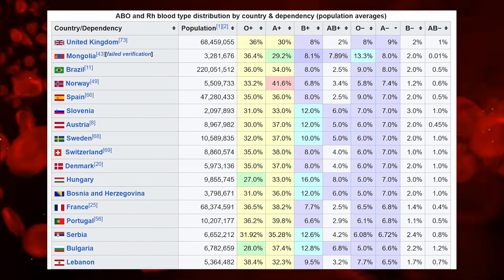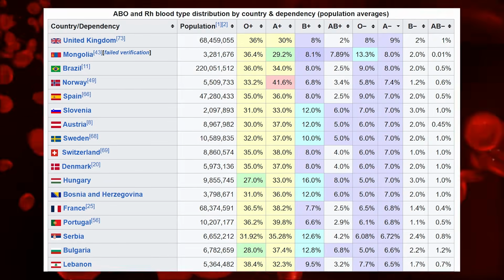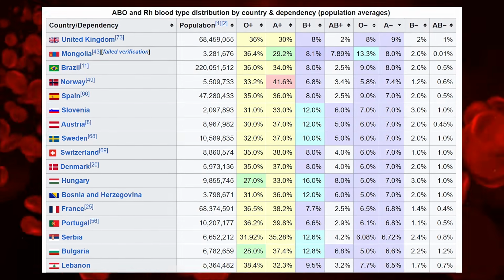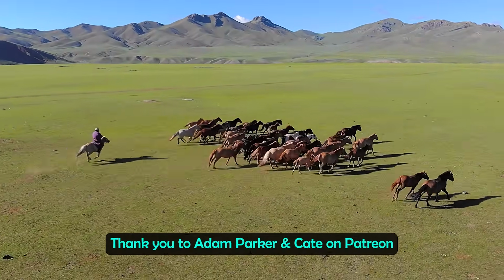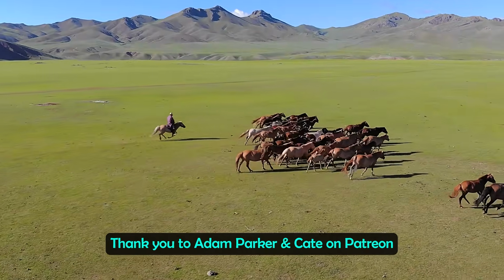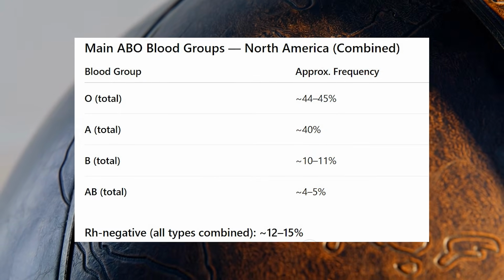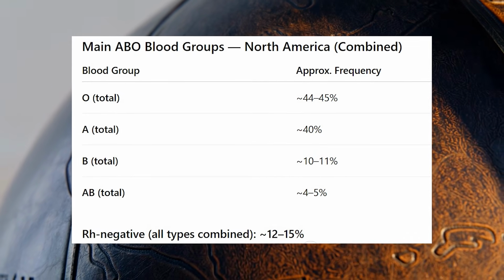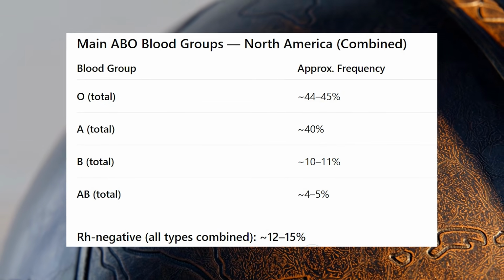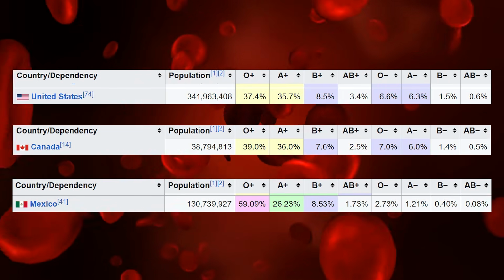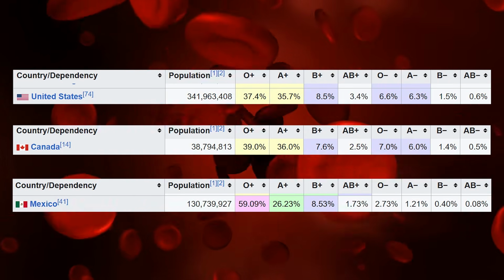Now, Mongolia also shows up in some of these tables, and this actually has one of the most distinctive blood type profiles in East Asia. This is largely because it sits at a historical crossroads between East Asia and the Eurasian steppe. But what about North America? Well, blood type here reflects a mixture of European ancestry combined with African and indigenous contributions. Blood type O remains the most common in general, at roughly 44 to 45% of the population, followed by type A at around 40%.